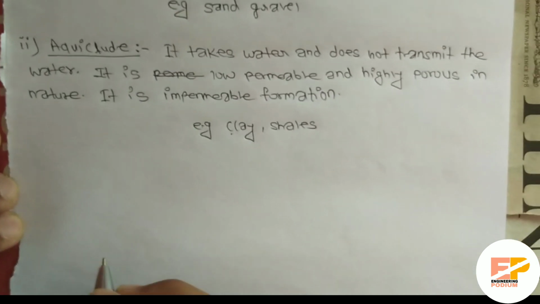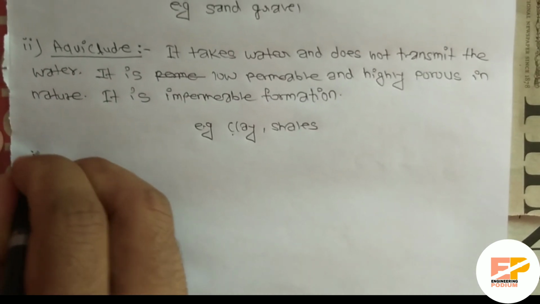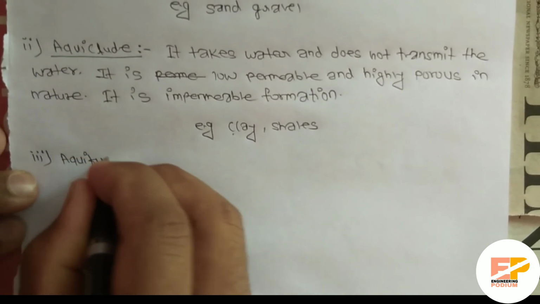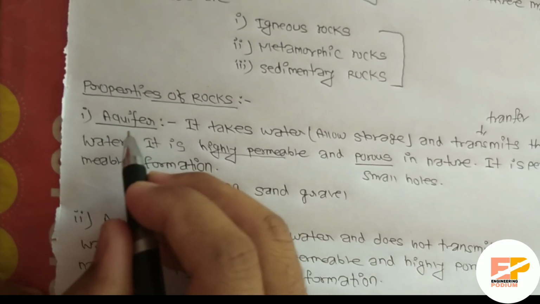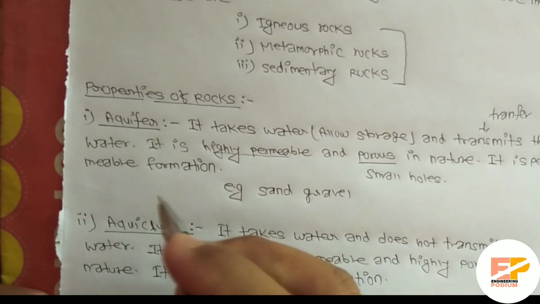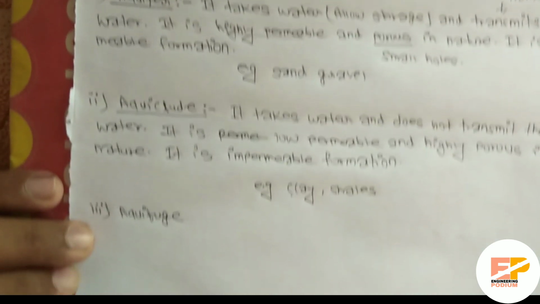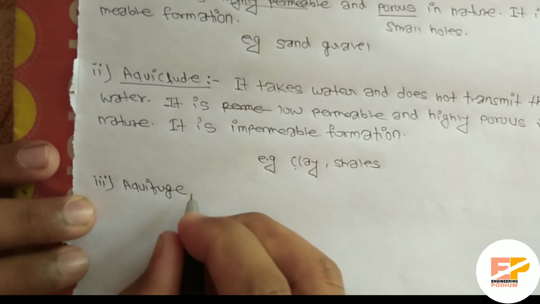Moving on to the third one, Aquifuge. But let me tell you first about aquifer. Aquifer is of three types: confined aquifer, unconfined aquifer and perched aquifer. Now moving on to the Aquifuge.